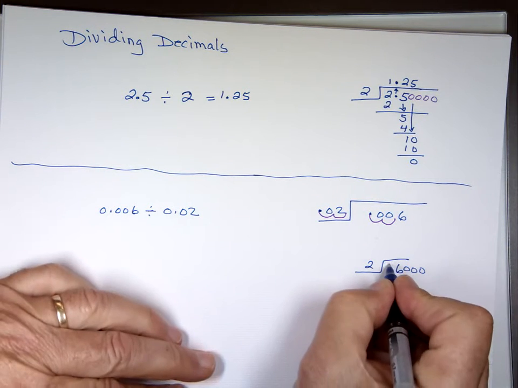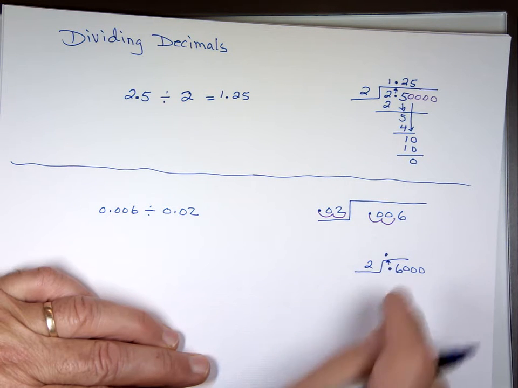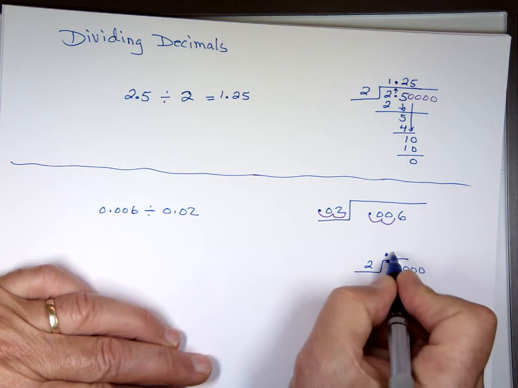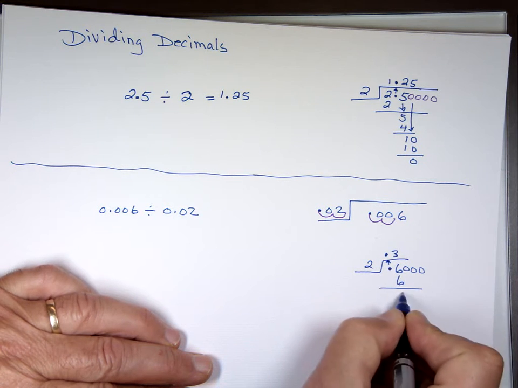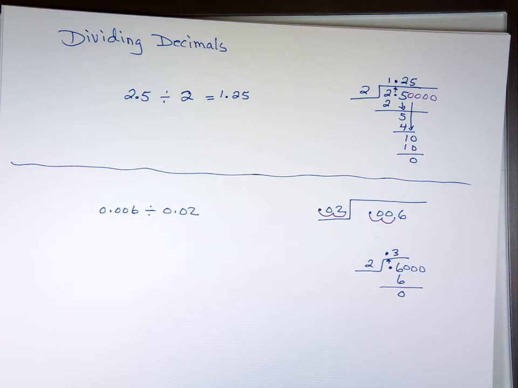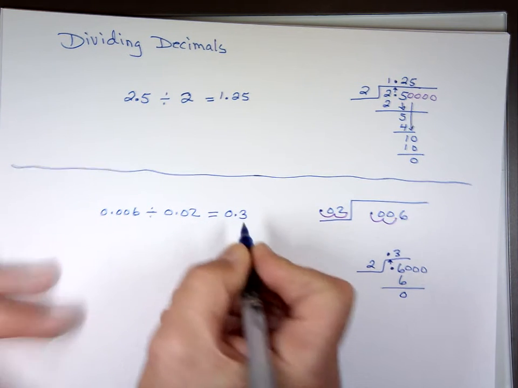I'm going to move that decimal point up there before I forget about it. What is 6 divided by 2? 3. 3 times 2? 6. What's the remainder? Once your remainder is 0, you are done. So what's the answer here? 0.3.